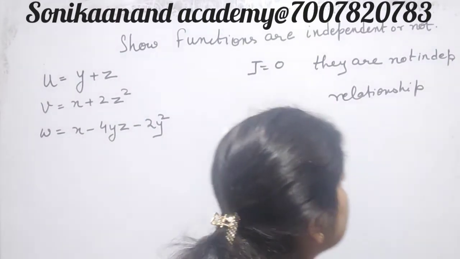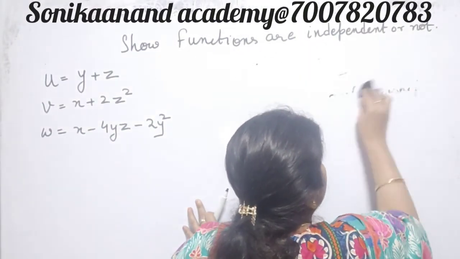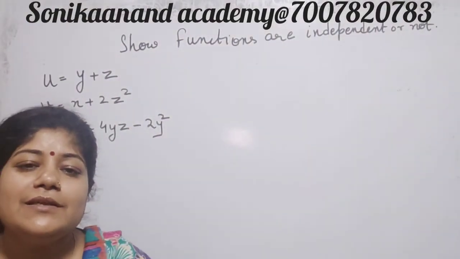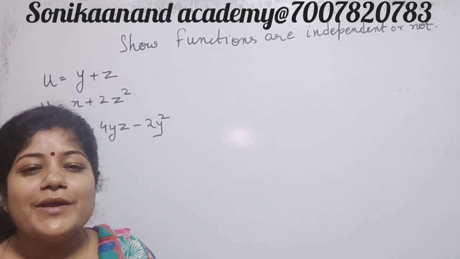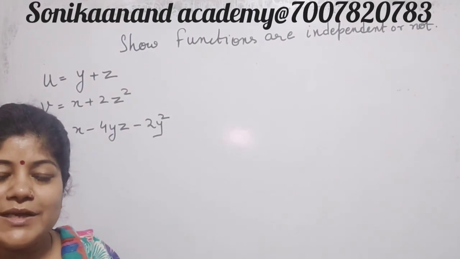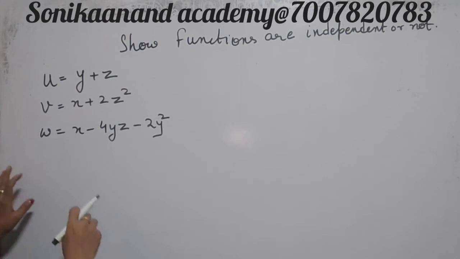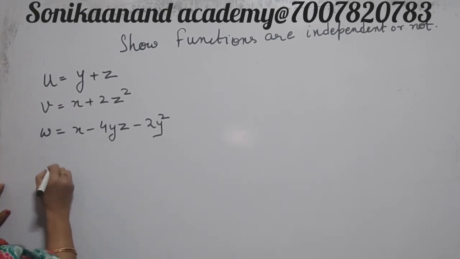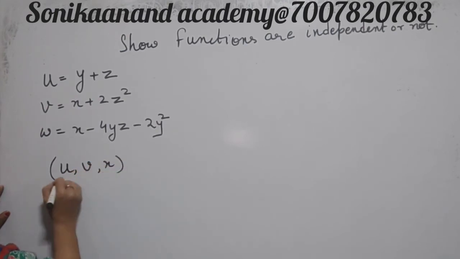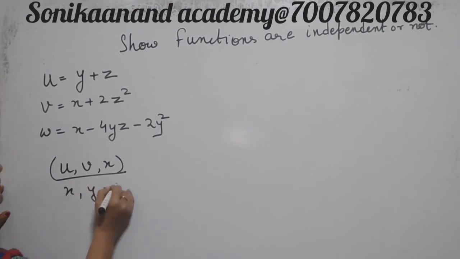You can remember it in this way. For example, if there is no fight between the people of a family, then there is some relationship between them. Okay? So when you get the answer 0, that means they have some relationship. It's very easy to remember this. For this, you have to find u, v, w in terms of x, y and z.